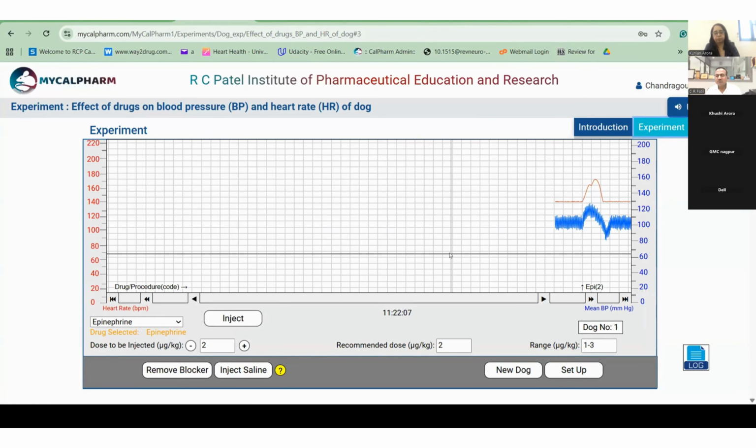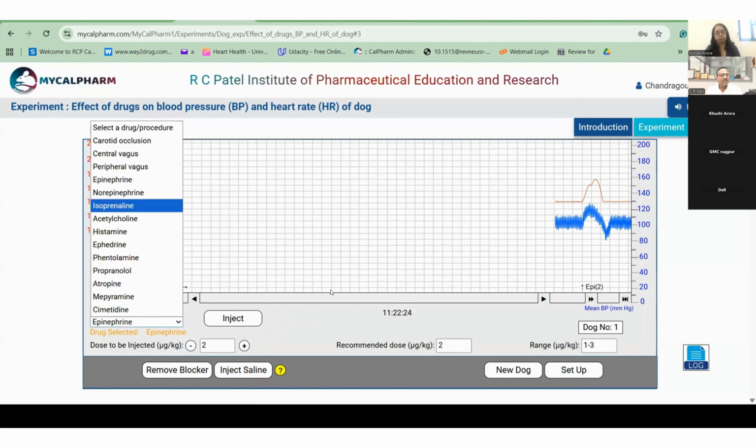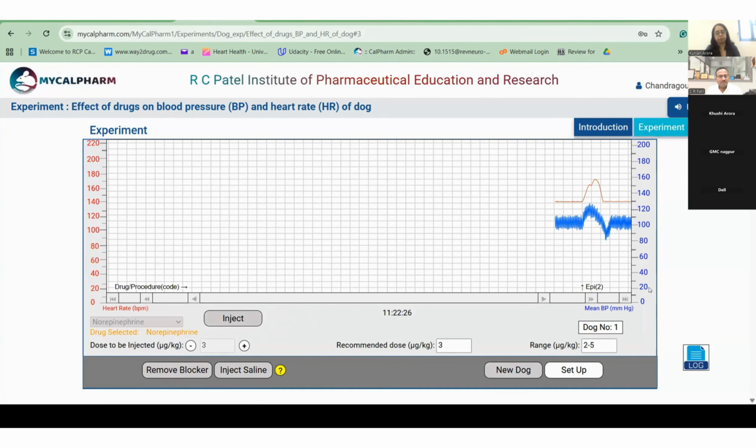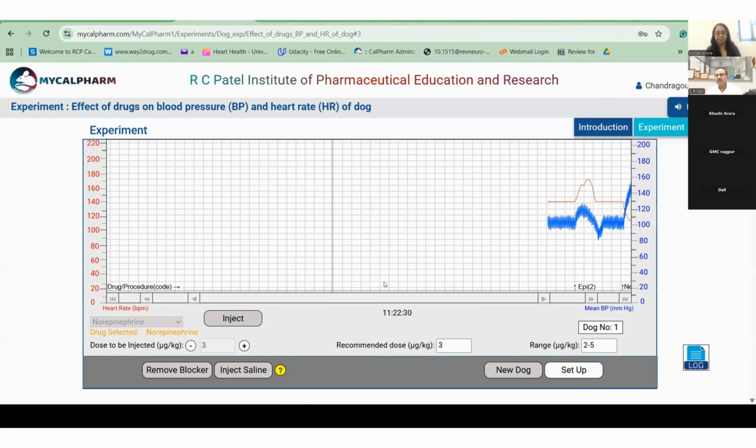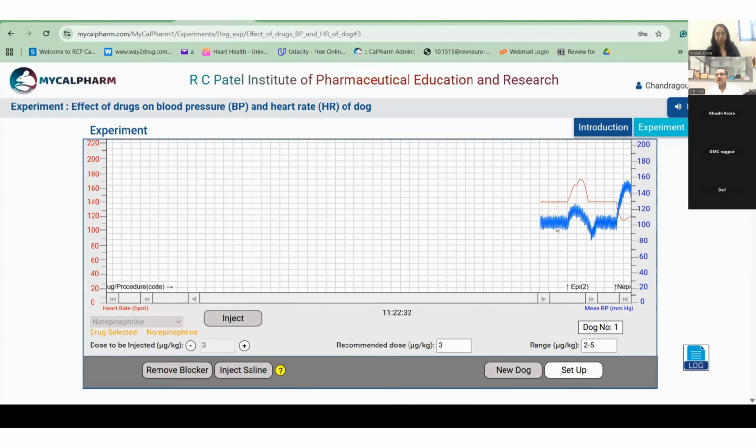So I hope this is clear to you, how nicely this complex experiment has been designed and presented to the users. Once we inject adrenaline, we have recorded some response of adrenaline on the dog's blood pressure as well as heart rate. Then we will be injecting norepinephrine. When we inject 3 microgram per kg of norepinephrine, we see a rise in blood pressure.